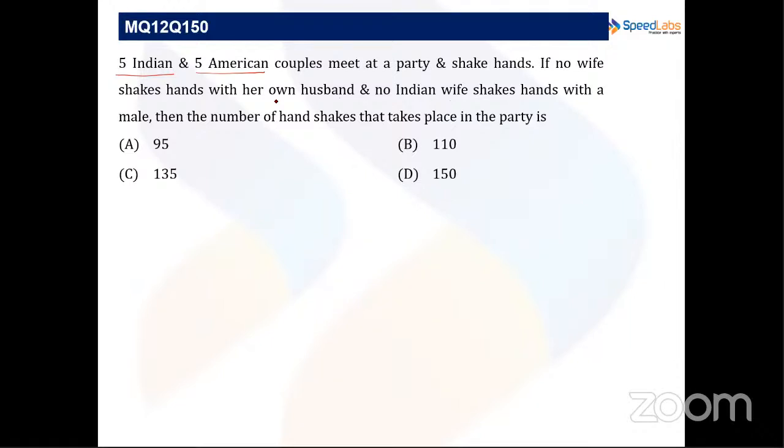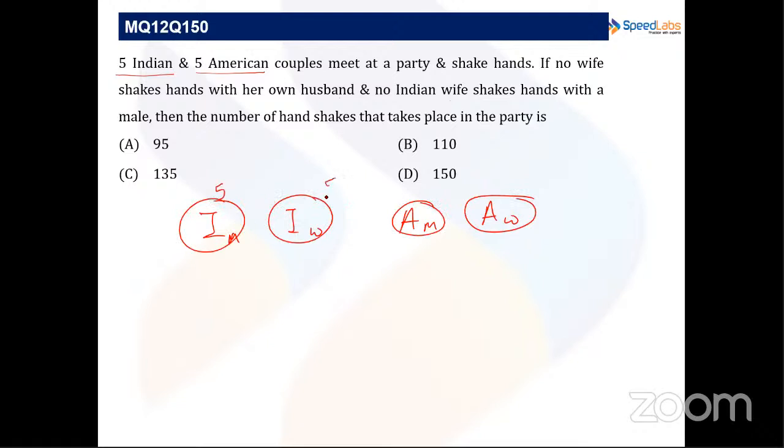Okay, so what we are having here is, let's see, five Indian, five American couples. So we are having Indian males, Indian women, American men, American women. Okay, so five, five, five, and five. Now, if no wife shakes hands with her own husband, so for each wife, we are having Indian male, American man, and Indian wife and American wife.